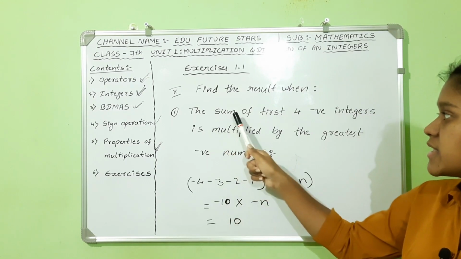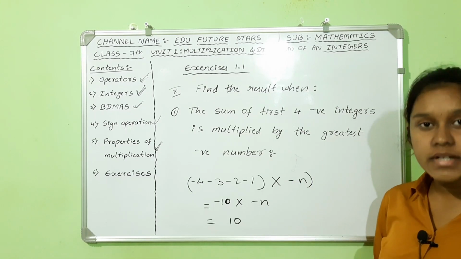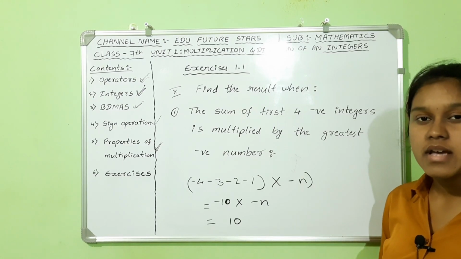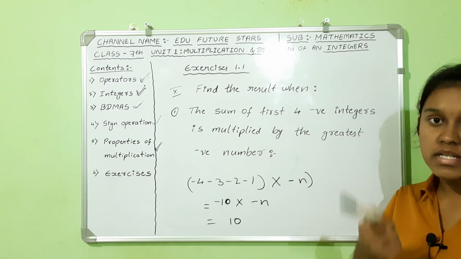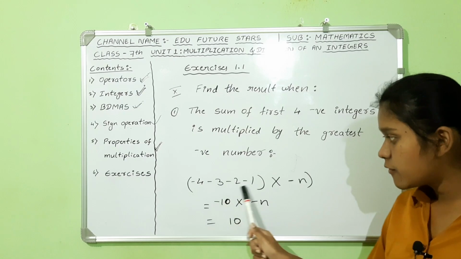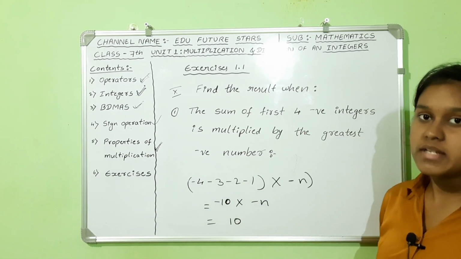Okay. The sum of the first 4 negative integers. What are the first 4 negative integers? As we know, the negative integers start from minus 1, minus 2, minus 3, minus 4, and so on. Right? So I am going to write the first 4 negative integers: minus 4, minus 3, minus 2, minus 1.